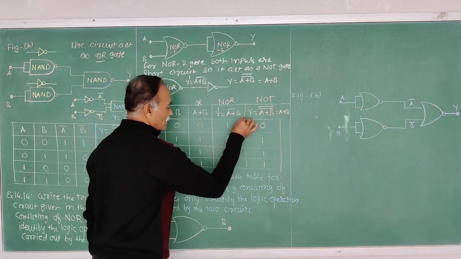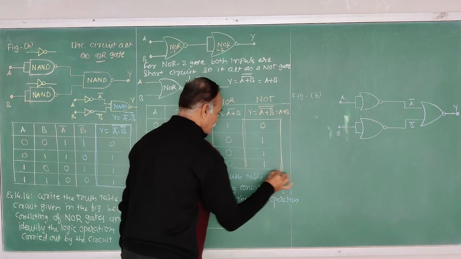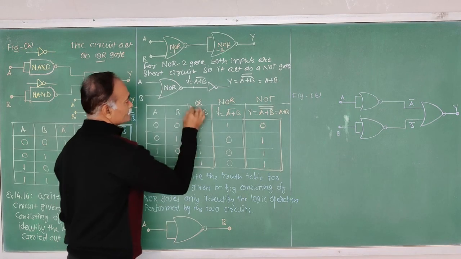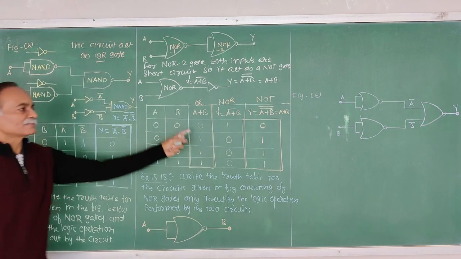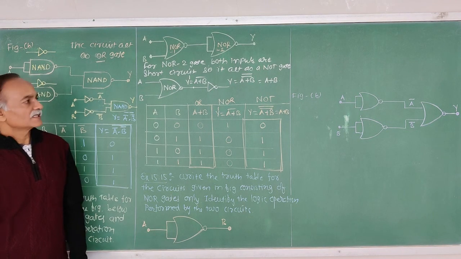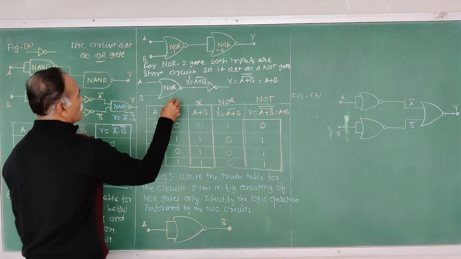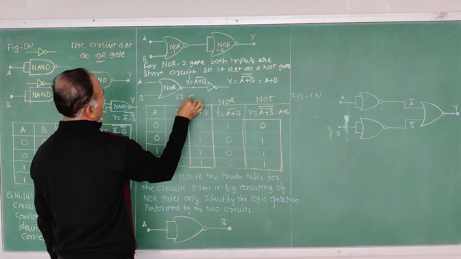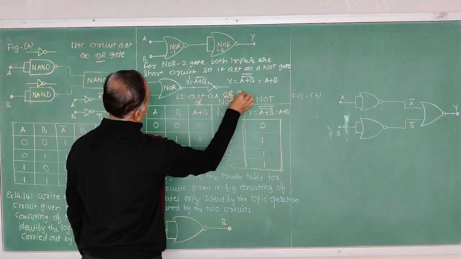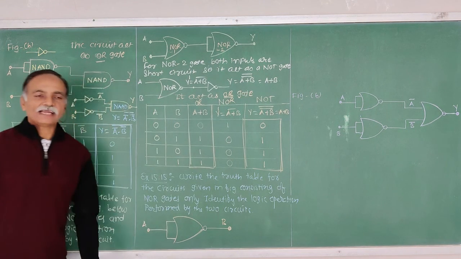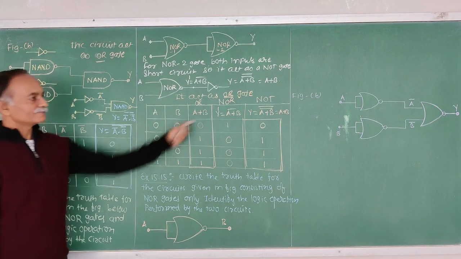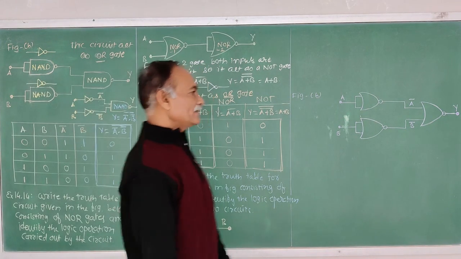So this column is compared with the output of an OR gate. Hence there is proof that this combination acts as an OR gate. Right? Okay.